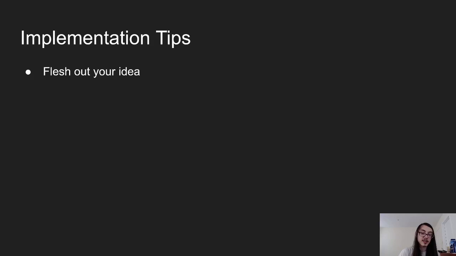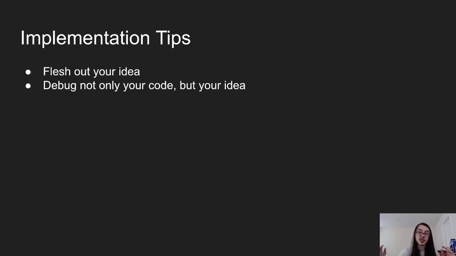On top of that, you should debug not only your code, but your idea. You probably know this already, but this is just a formalization of it. It's perfectly possible that your code exactly matches your idea, but your idea is just wrong, and so your code is doomed to be wrong too. It's also perfectly possible that your idea is fine, but you have a mistake in your code. You should explicitly check for both.